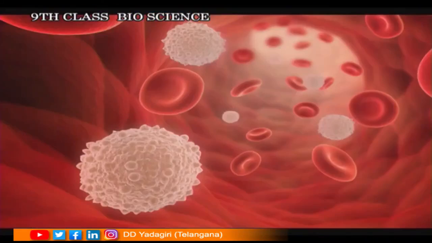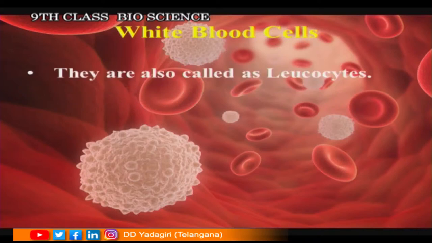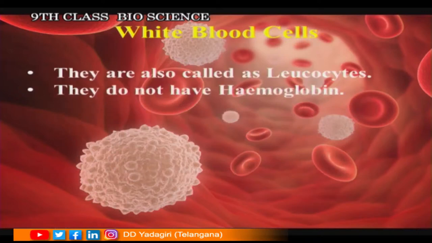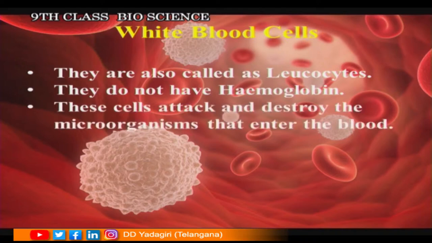So let us study about the WBCs or the white blood cells. They are also called leukocytes. Observe this picture, children. The white color particles you can see on the screen moving along the red blood cells are WBCs, that is white blood cells. They do not have hemoglobin and that is why the color of WBC is white. These cells act as scavengers, like the soldiers of our body. How? They attack the microorganisms and kill them. So they are saving us from the different microorganisms.